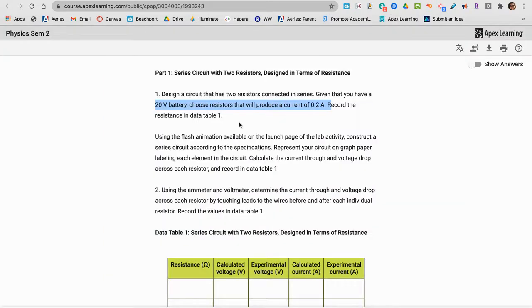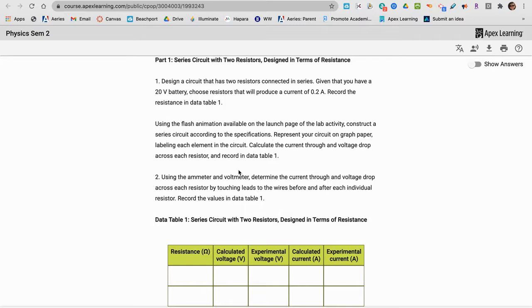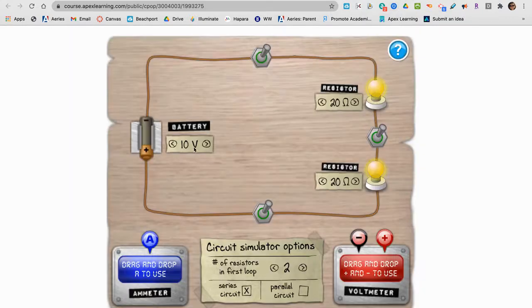So if we go back to your lab, you're going to use the flash animation. You're going to build the two resistor circuit, and you want to build a circuit where the current is 0.2 amps and the voltage is 20. So you need to change the voltage to 20.